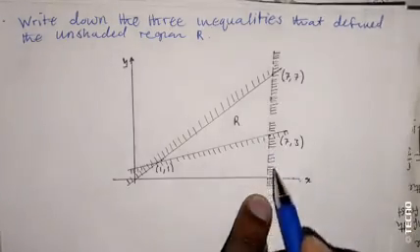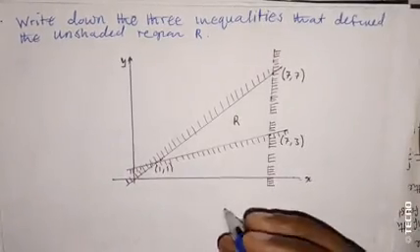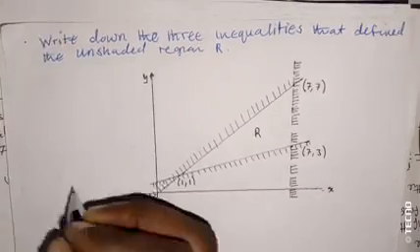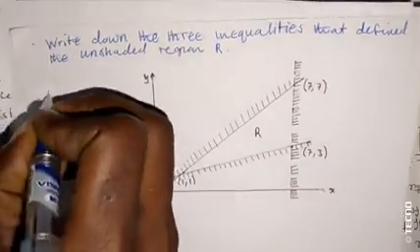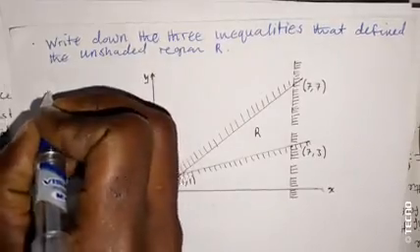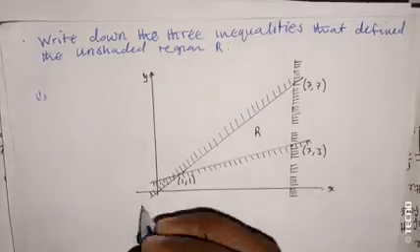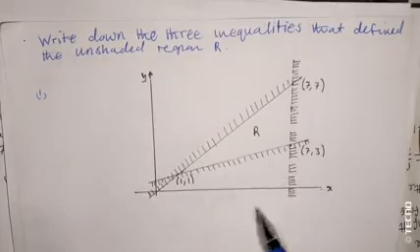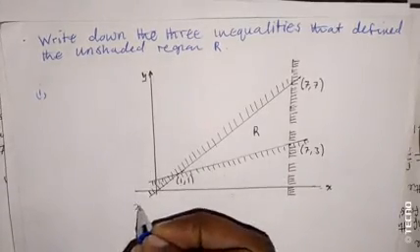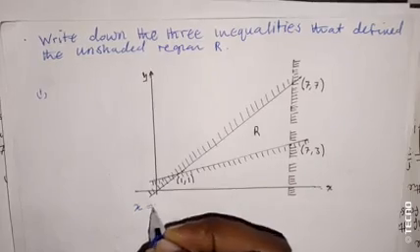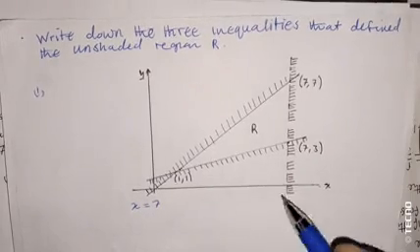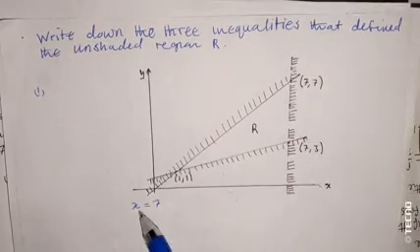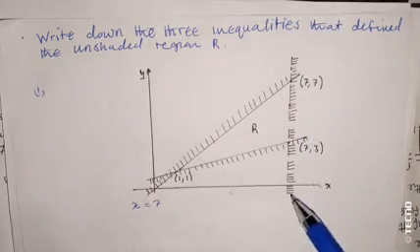Now to describe this one, I'll be highlighting them here. The first one, the one that is cutting this line, is x equal to 7. Okay, x equal to 7 is this line. Now this is the equation. Now, what is the inequality?